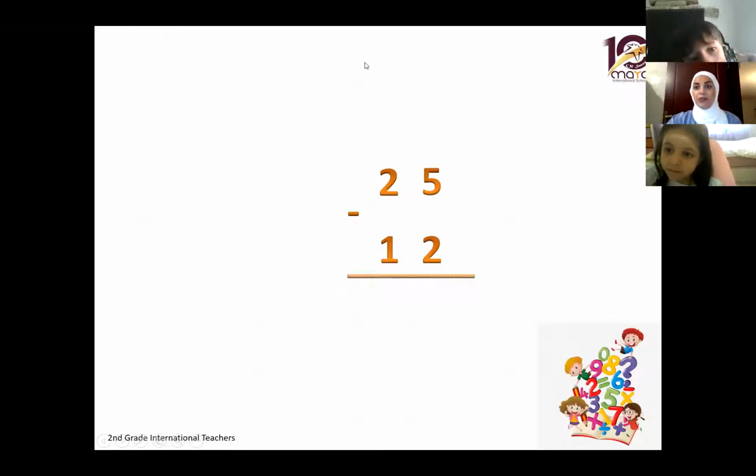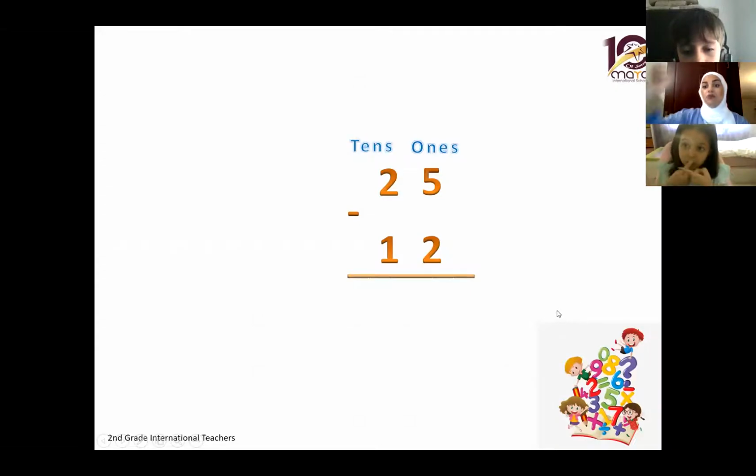Now, we have these two numbers on top of each other, okay? We have 25 and 12. What is the first thing that we see? We check whether in the ones place we have more on top, more on the floor, or the numbers are the same. Again, more on top, more on the floor, or numbers are the same.